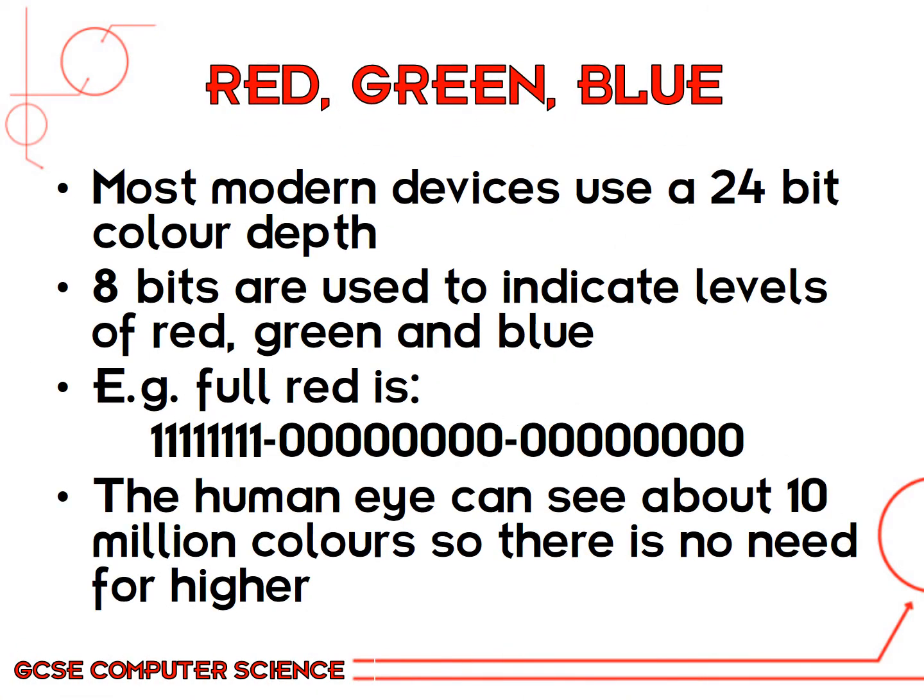Most modern devices use a 24-bit colour depth. There are 8 bits used to indicate the amount of levels of red, green and blue colours. For example, the most red that you can get would be 11111111 for full red, and 00000000 for all of the green and all of the blue. The human eye can see about 10 million colours, so there's no real need for any higher than that. There's 16 million colours available with 24-bit colour depth.